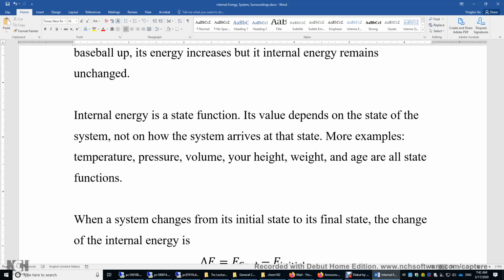More examples of state functions are temperature. If you say right now the room temperature is 25 degrees Celsius, it is 25 degrees Celsius depending on the room's current state. How has the room temperature arrived at 25 degrees Celsius? From 30 or from 10, it doesn't matter. The current temperature is 25 degrees Celsius. That's a state function. Pressure is a state function. Volume is a state function. Your height, weight, and age are also state functions.